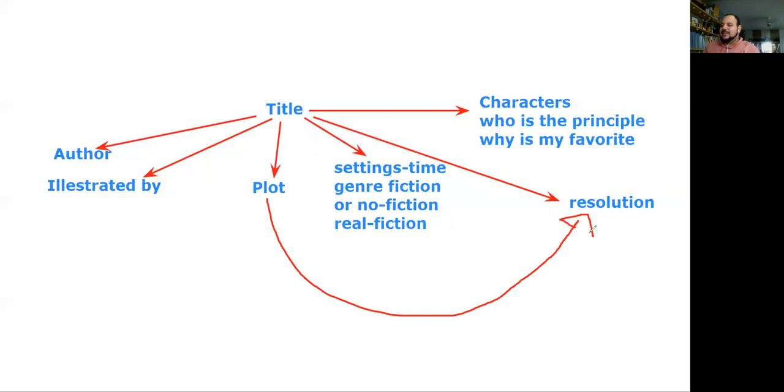You have to realize if the problem of the plot is solved or not. Also, you can explain if it is an open ending or not, or if it's a happy or sad ending.